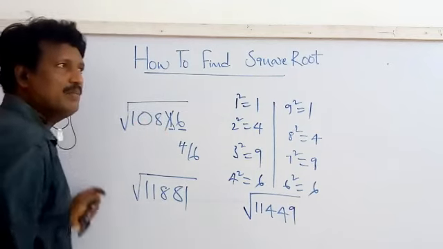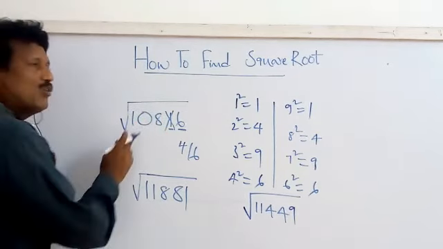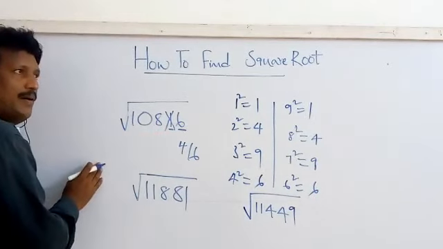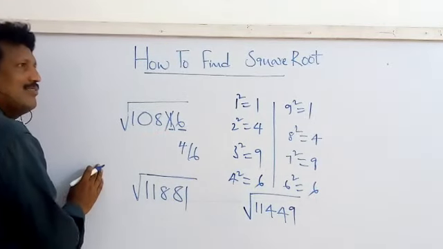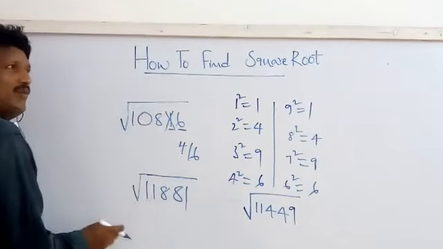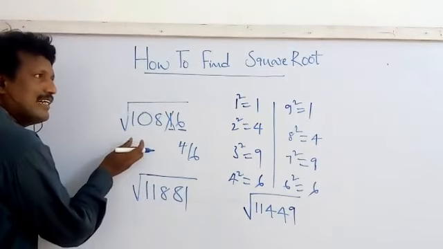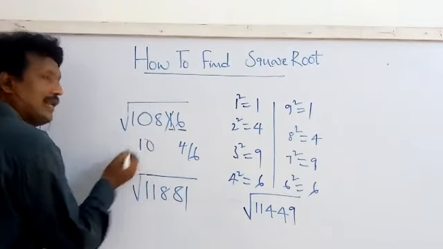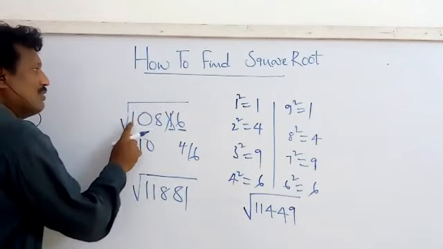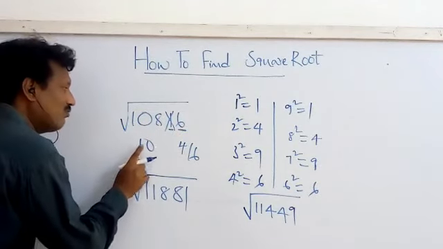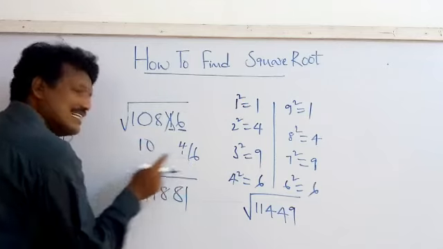Now which number multiplied by itself is nearest to 108? 10 times 10 is 100, 11 times 11 is 121, which exceeds 108. So we consider 10 times 10 is 100, which means we put 10. So the square root of 10816 is either 104 square or 106 square.